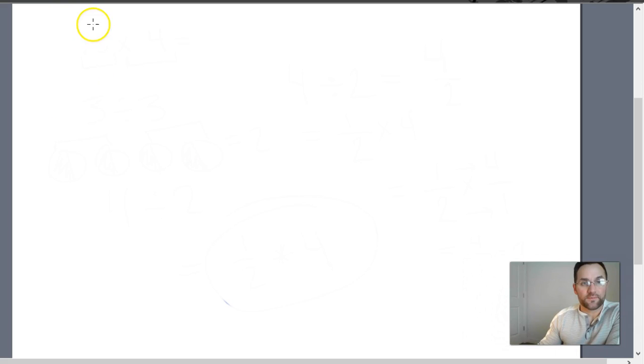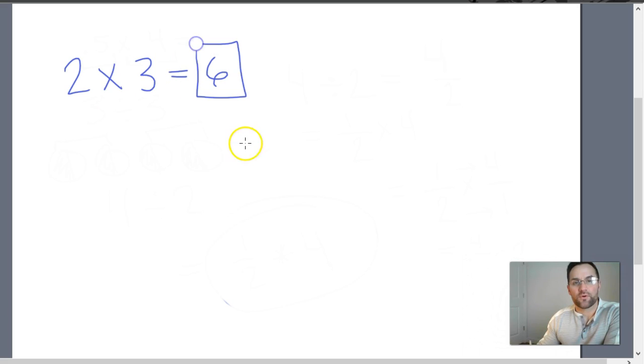We're very used to seeing things like two multiplied by three equals six, right? So six is our product, isn't it? And then we have two factors, two and three. So the product is larger than both of the factors. It's larger than two, and six is larger than three. So that's what we're used to.